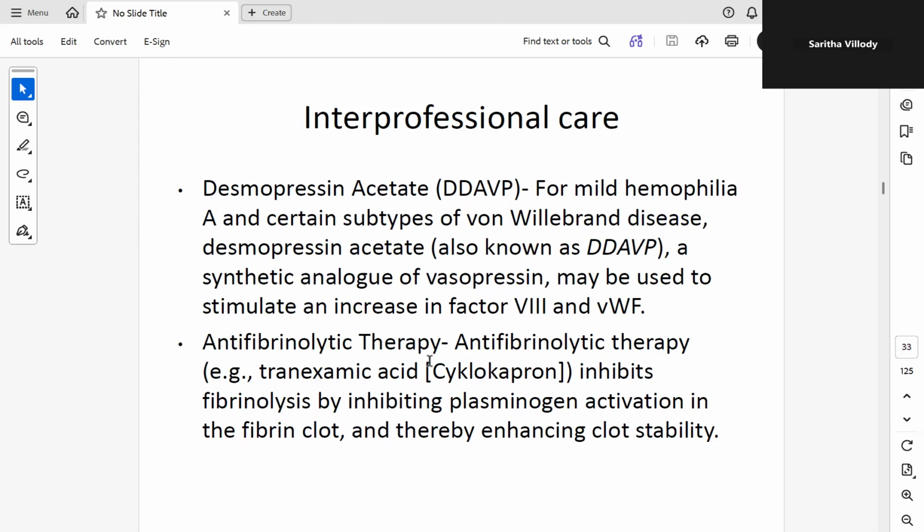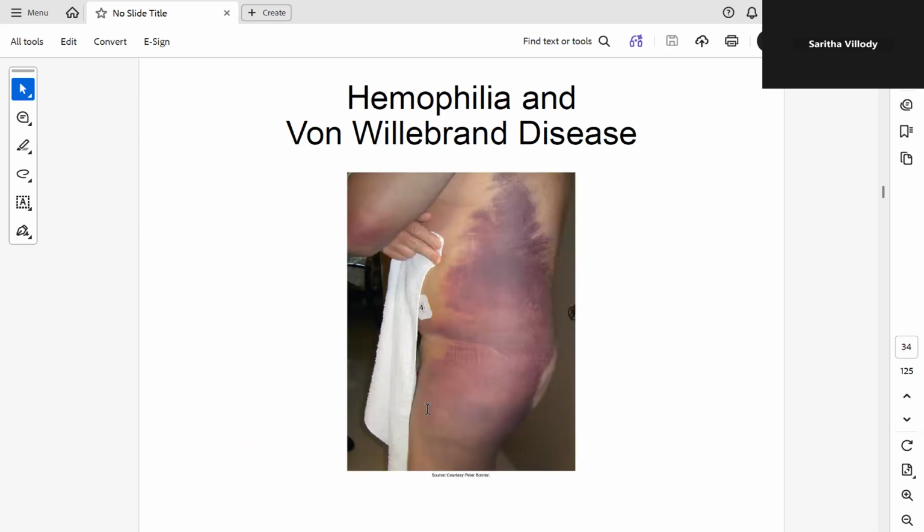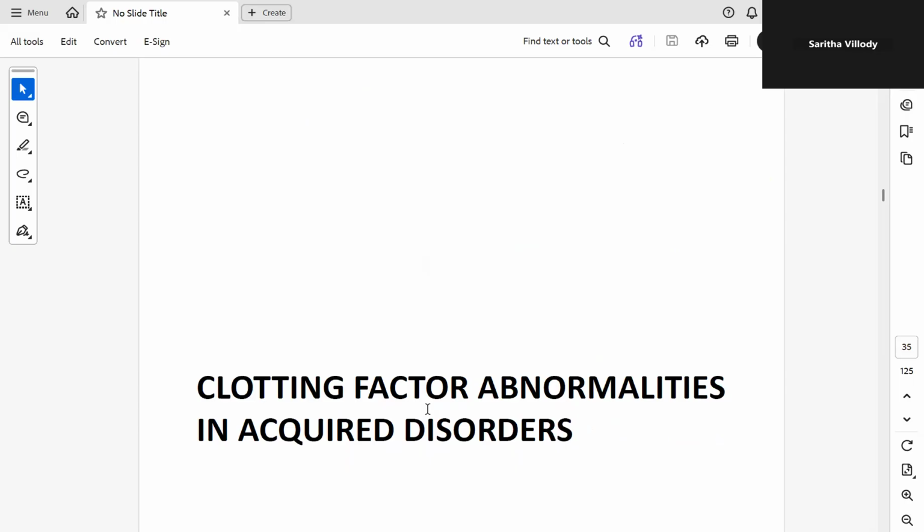Antifibrinolytic therapy is also to help with the bleeding or prevent bleeding. One common example is tranexamic acid, which inhibits fibrinolysis by inhibiting the plasminogen activation. So in a fibrin clot, that enhances stability of the clot, and it prevents bleeding. You might have heard about this drug, tranexamic acid. In case of major bleeding, sometimes we give that. It can be given as an oral pill, or as an IV infusion, depending on the severity of the case. So these are the two drugs commonly used. This is a picture of a large hematoma in case of hemophilia.